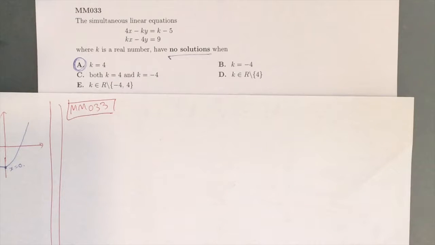Hey guys, this is question MM033 of the Maths Methods Sharpen Study Guide. How to find when two simultaneous linear equations have no solutions.